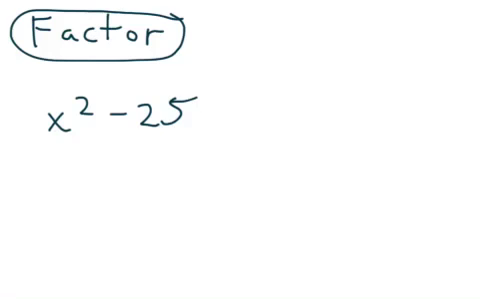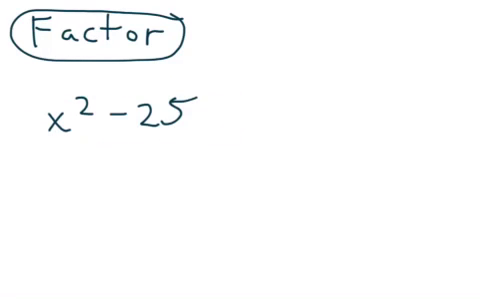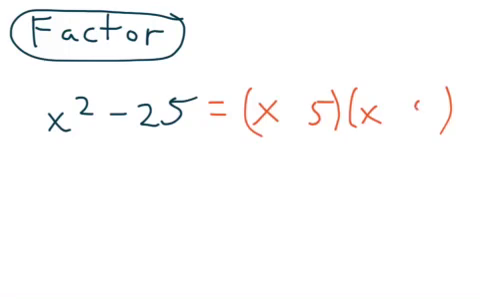Can you factor this right here? x squared minus 25. Well, hopefully you realize it's got to be x times x, and 5 times 5 is this 25, and all I need is one of them to be a plus and one of them to be a minus, and I just factored the problem. Okay, let's take a look at the next one.